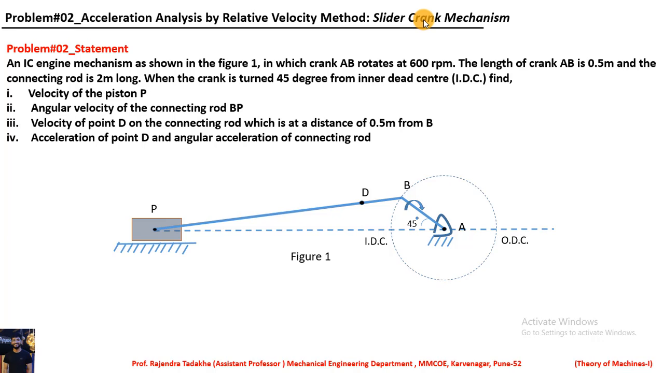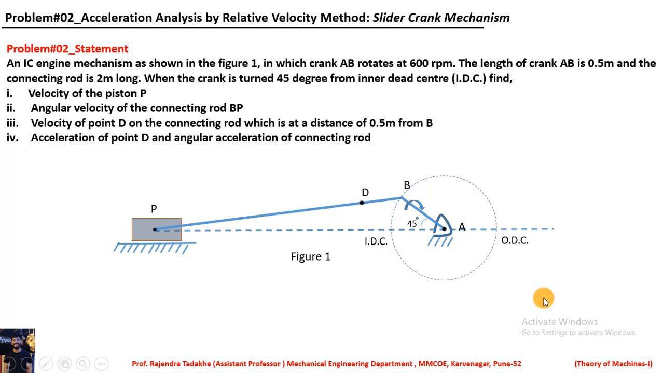An IC engine mechanism is shown in the figure, in which the crank AB rotates at 600 rpm. The length of the crank AB is 0.5 meter and the connecting rod is 2 meter long. When the crank is turned 45 degrees from the inner dead center, we have to find the velocity of the piston P, the angular velocity of the connecting rod, then the velocity of point D on the connecting rod, which is at a distance of 0.5 meter from B. Then the last point is we have to find the acceleration of point D and the angular acceleration of the connecting rod, and this is the given figure.